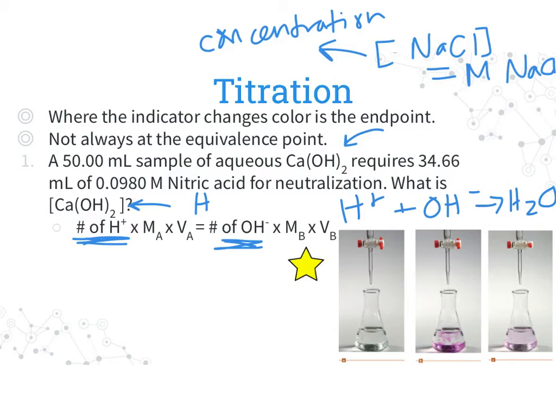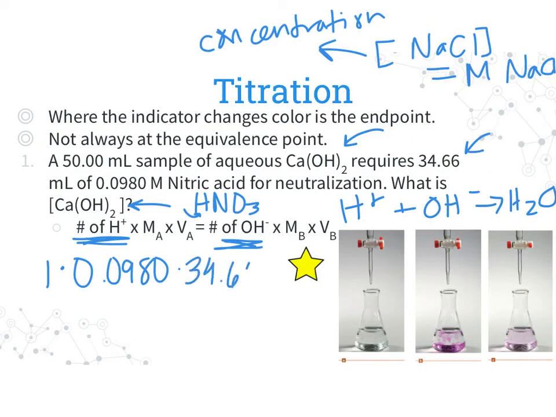HNO3, okay. HNO3, so I have 1 hydrogen. So I'll have 1 times the molarity of the acid, which is 0.0980, times the volume of the acid, which was 34.66. Just like the dilution equation, if you leave this in molarity, that's okay.